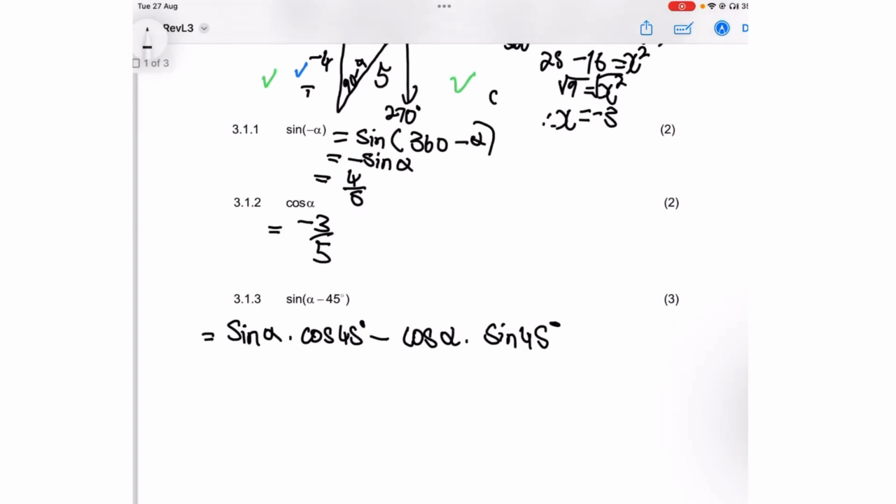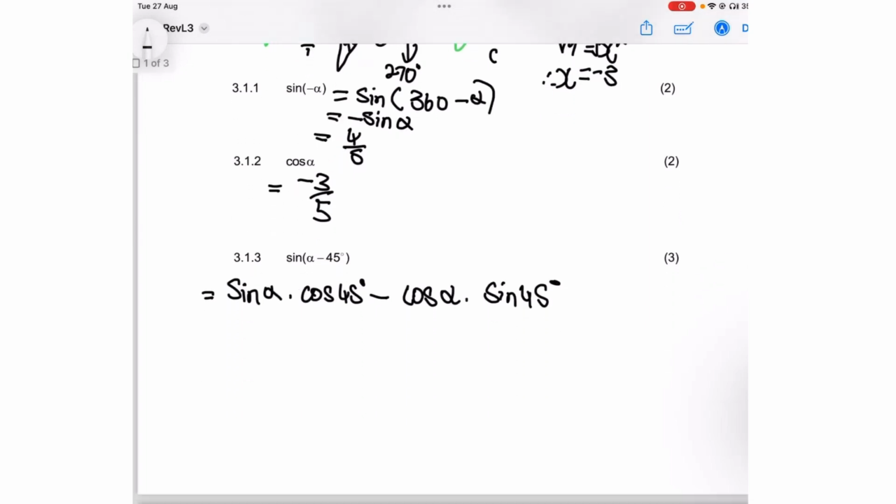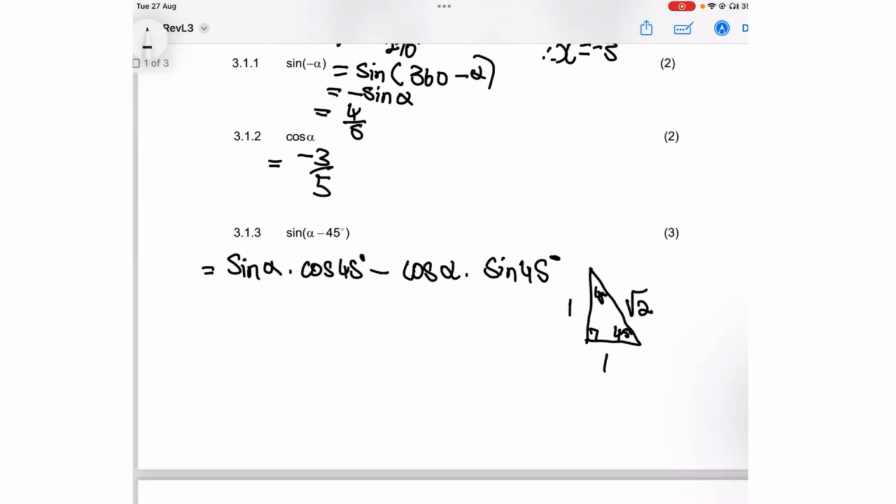Now, what we then have here is special angles. And this is what I use for special angles. I use 2 right angle triangles. So I use the 45 one. And this is an isosceles triangle. This will be 1, this will be 1. That will be square root of 2, right? Using Pythag.